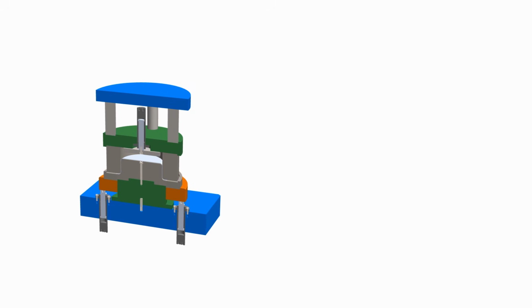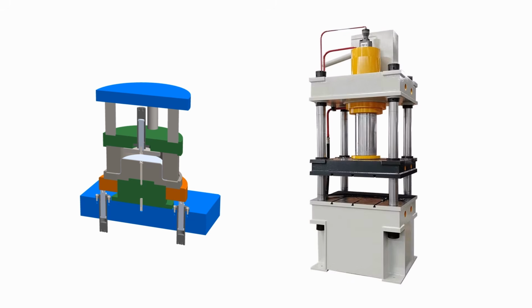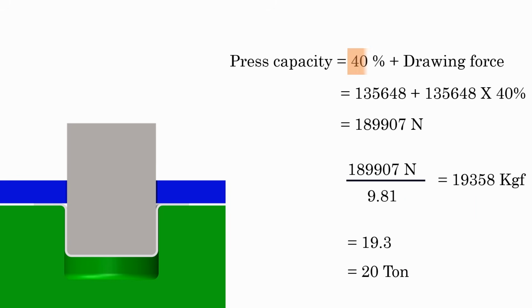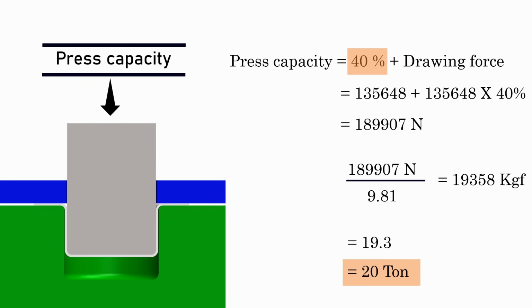And to perform the drawing process, especially deep drawing, a higher amount of force is required. So we will use a hydraulic press to operate the drawing tool. In our case, the calculated drawing force is 13.5 ton. But considering additional factors like friction during drawing, we will use a press with a 20-ton capacity. However, in this video, we will only focus on the tooling design, not the press design.